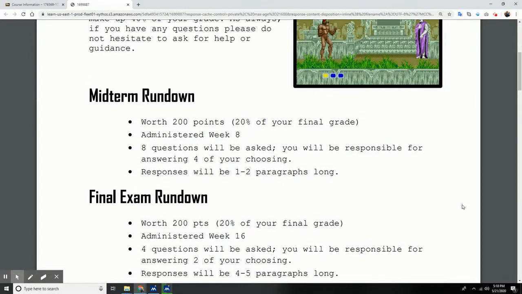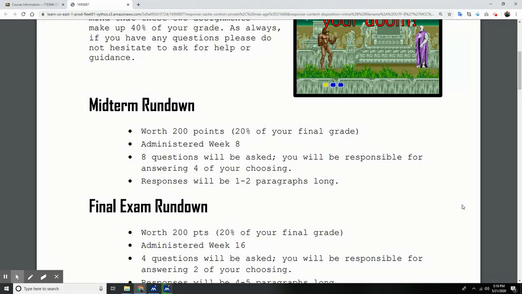So just going through the midterm. It says administered week 8. Obviously, this is an 8-week course. This is a standard part of my syllabus for my 16-week courses, so just ignore that portion. It's going to be more like the 4th week, so I'll give you a heads up on that as well too. But again, 200 points, 20% of your final grade.